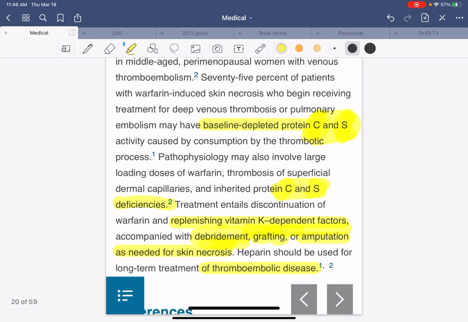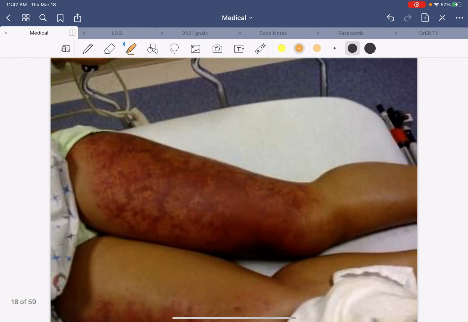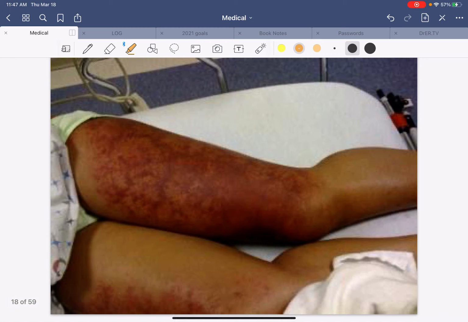Also, it's because there's a deficiency of protein C and S, whether acquired or something born with, and the treatment involves replenishing vitamin K dependent factors, and of course surgery, grafting, and sometimes amputation. So very serious condition. Hopefully you'll remember these pictures and you'll be more likely to make this diagnosis. I hope you're learning with these videos. I hope you took some take-home points to memorize and learn so that you too can be a better medical provider, a more astute clinician to help in making diagnosis and treating patients early and well.